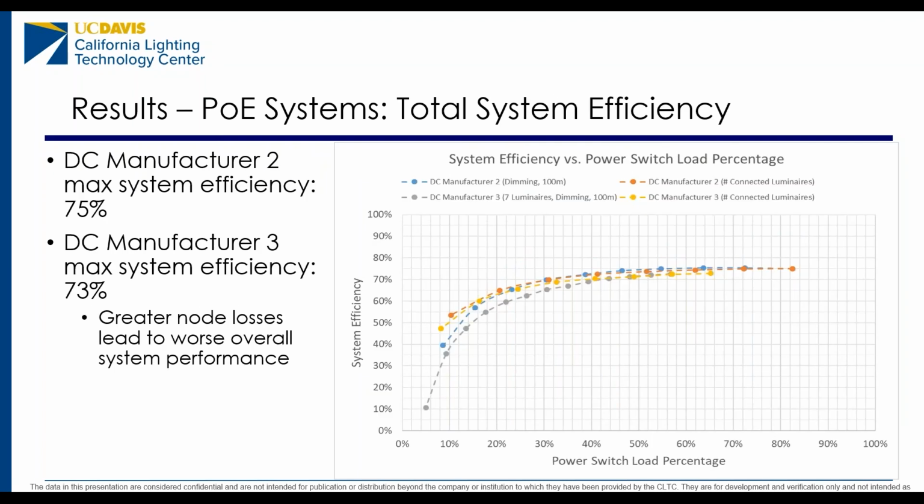Then we have total system efficiency. So the DC manufacturer 2 system was able to achieve a maximum efficiency of 75% total system efficiency compared to 73% for the DC manufacturer 3 system. And this could partially be attributed to the greater node losses in the DC manufacturer 3 system.